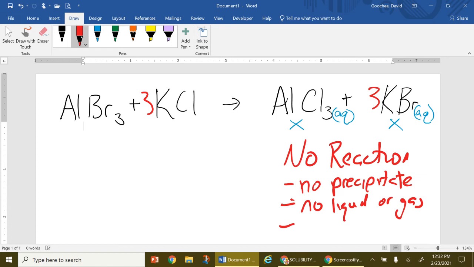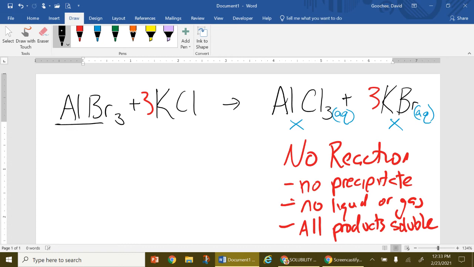Or another way you can say it is you can say all products soluble. Okay, so all the products are soluble. This, by the way, is the full credit answer to this problem. If I were to ask you, aluminum bromide and potassium chloride are combined together, what do you get? The correct answer is not some nice balanced equation. We get AlCl3 and 3 KBr. That would get you half credit.